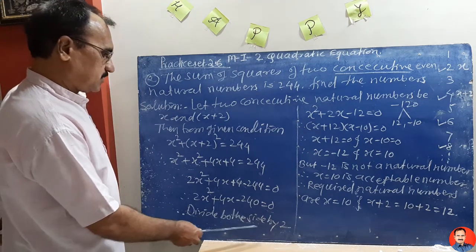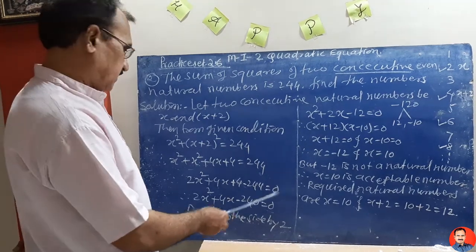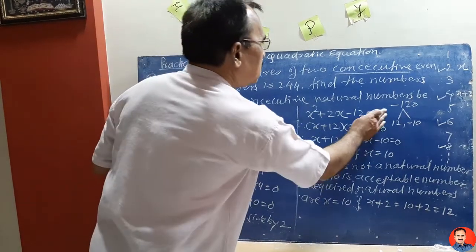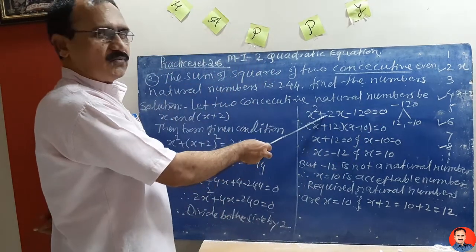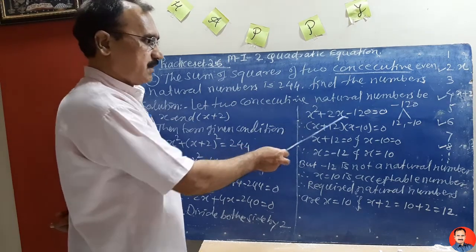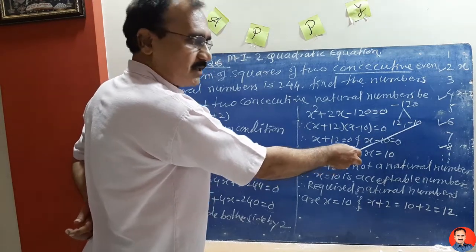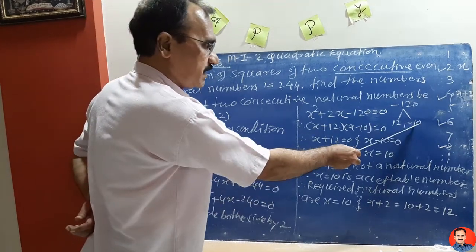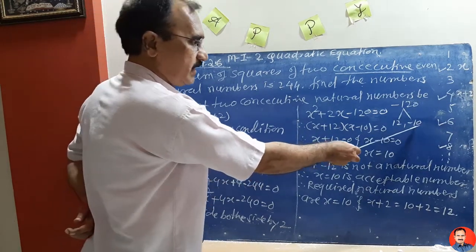Divide both sides by 2 because all these coefficients are even numbers, and then we get x² + 2x - 120 = 0. This is one type of simple quadratic equation having coefficient of the first term as 1. The factors of minus 120 are plus 12 and minus 10. Why plus 12 and minus 10? 12 minus 10 is plus 2, and 12 into minus 10 is minus 120.